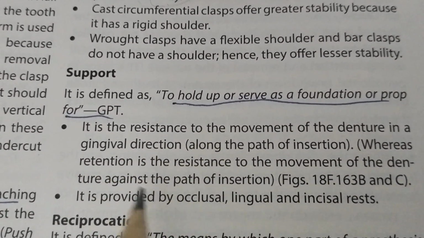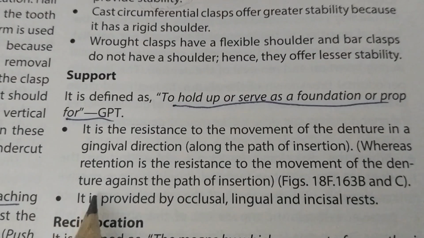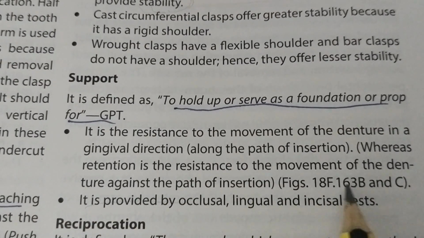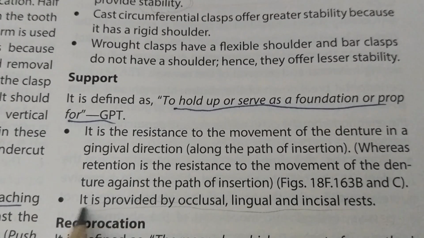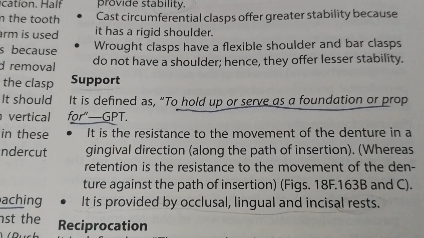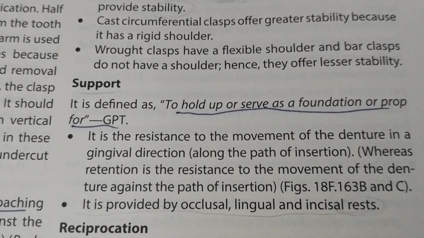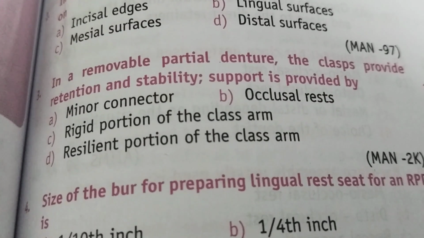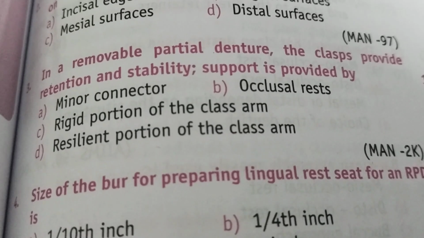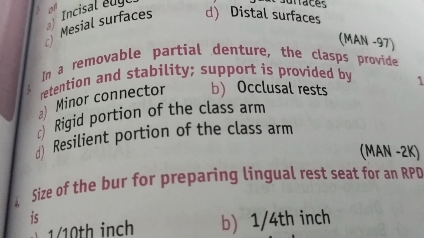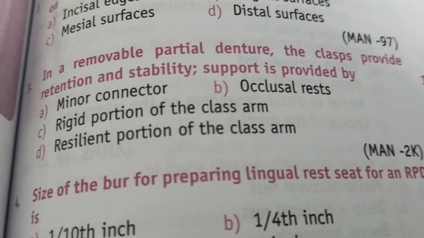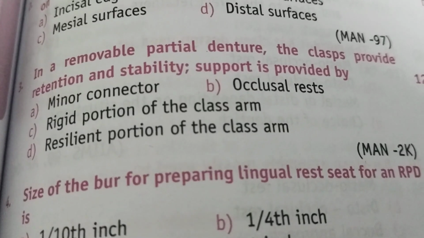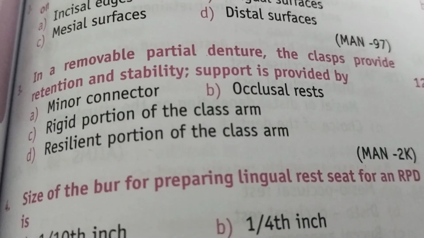Now that is the question that we need to figure out. So here it is provided by the occlusal, lingual and incisal rest. Okay, so here in our options we have got minor connector, occlusal rest, rigid portion of the clasp arm, resilient portion of the clasp arm. So obviously the answer is occlusal rest. Answer is option B, occlusal rest.